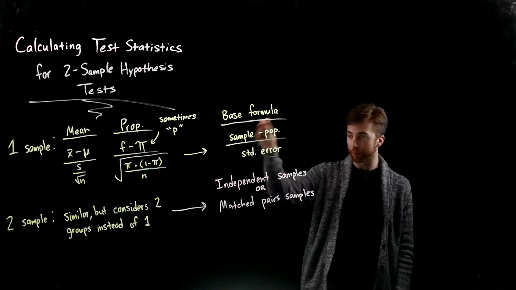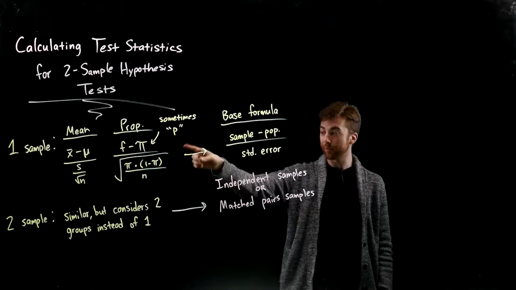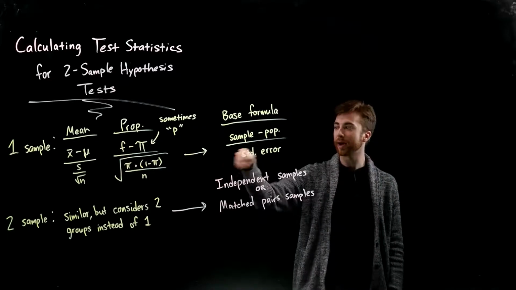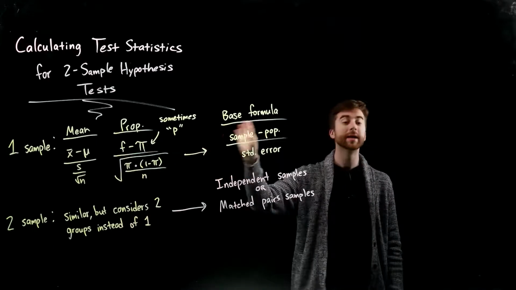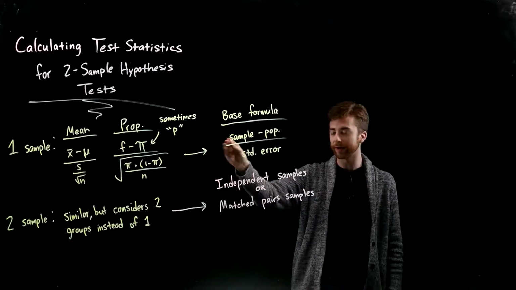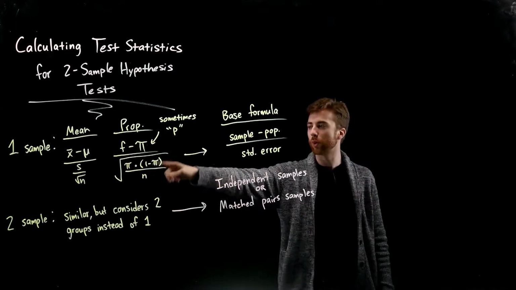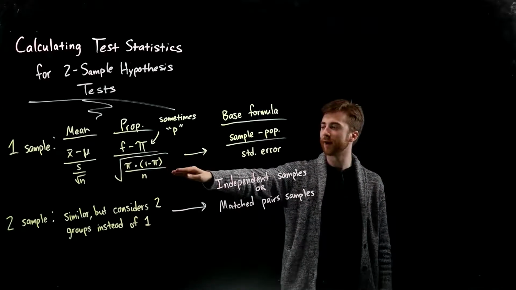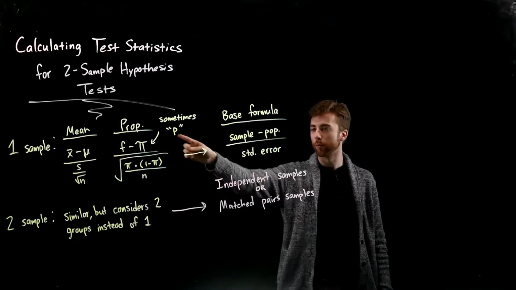Or if you're dealing with a proportion-based problem, you would take your sample proportion, p hat, subtract out your population proportion, pi, sometimes it's p, depending on what class you're in, but either way it's the population proportion variable, divided by the big square root of pi times 1 minus pi divided by n, and that's the standard error for a proportion-based problem.